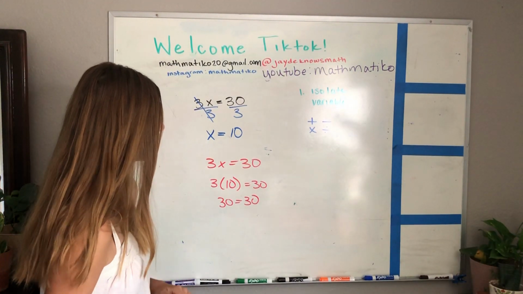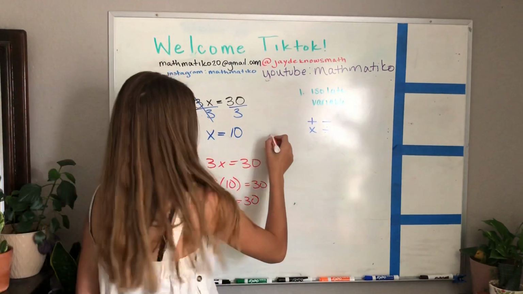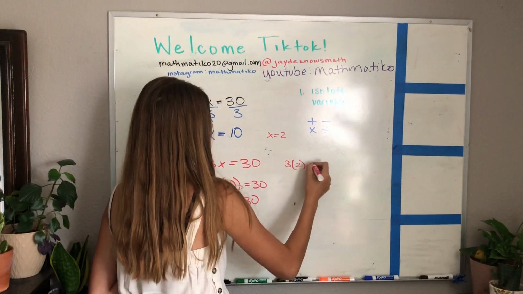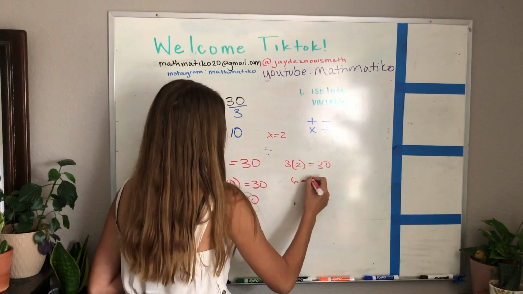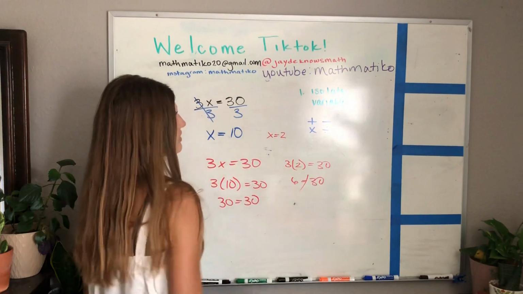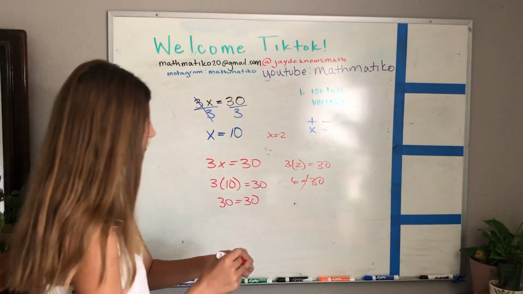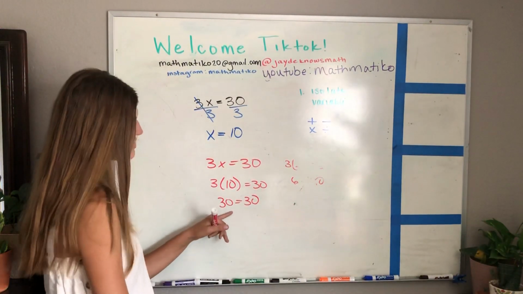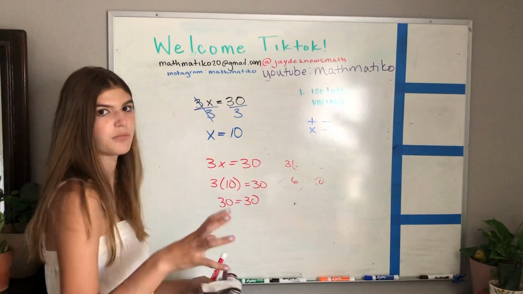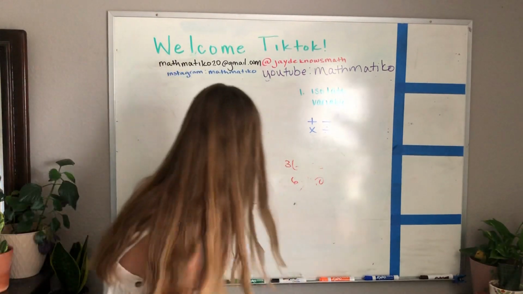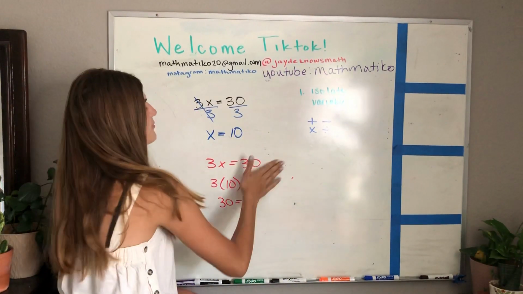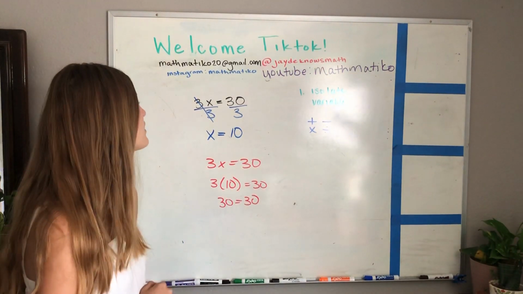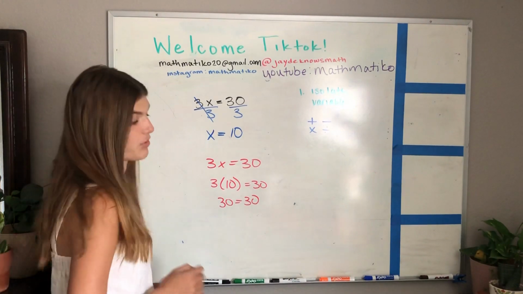If you were to plug in, let's say for some reason you got x equals 2, which is wrong, we could check: 3 times 2 equals 30. 3 times 2 is 6. 6 equals 30. That's not true. So we know x equals 2 is not right. So if whatever you get at the end is a true statement, a number equals the same number, you know that you did your problem right. If you get a false statement, you probably made an error somewhere, and you should go back and see where you made your error.